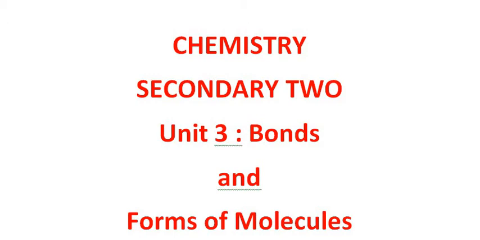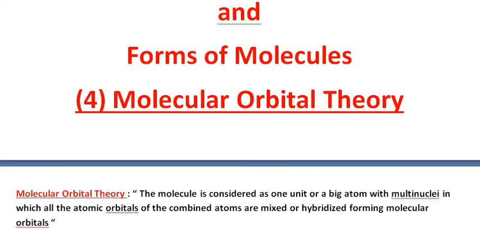This lesson is about the molecular orbital theory, which is the last theory discussing the covalent bonds. This theory states that not only the outer orbitals overlap to form bonds as in the case of the valence bond theory, but that all orbitals of the two bonded atoms overlap to form molecular orbitals.